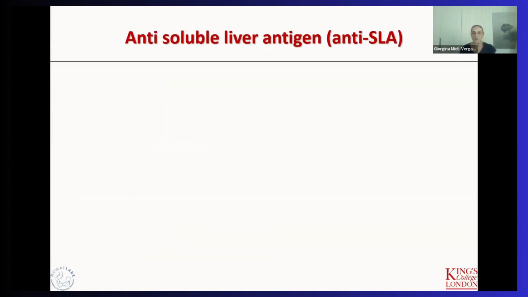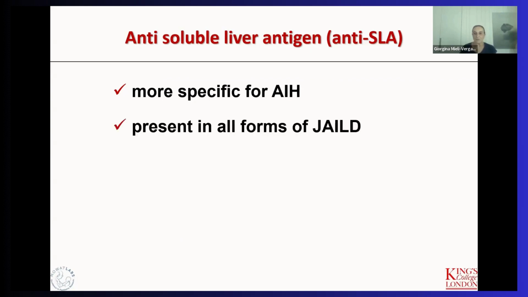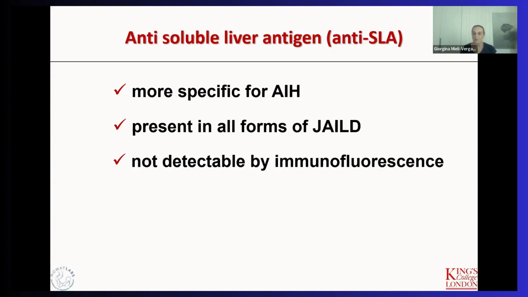Another important autoantibody in autoimmune hepatitis is anti-SLA, anti-soluble liver antigen. This autoantibody is more specific for autoimmune hepatitis and in general for juvenile autoimmune liver disease and autoimmune liver disease. It is present in all forms of juvenile autoimmune liver disease, but is not detectable by immunofluorescence. So you need to ask for it specifically. Usually it's detected by ELISA. If you just ask for immunofluorescence for autoantibodies in liver disease, they will not give you the result.